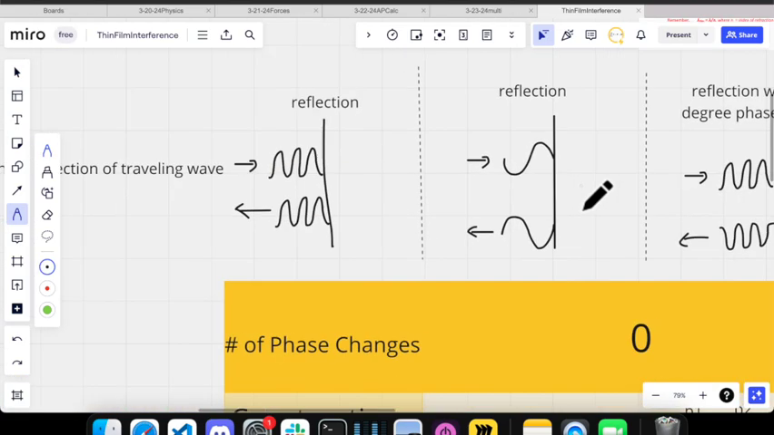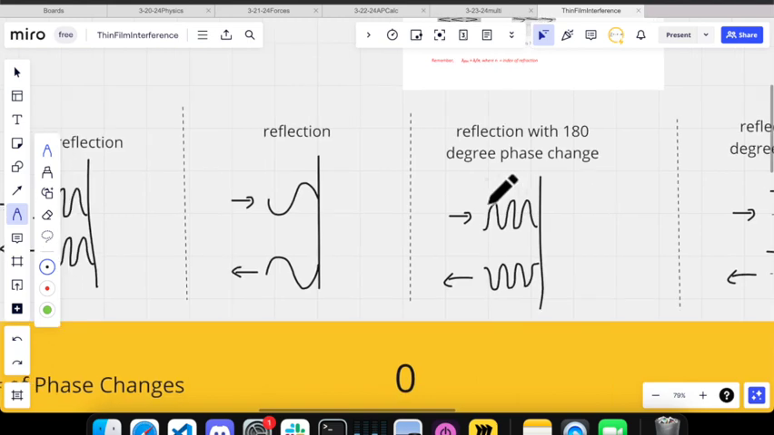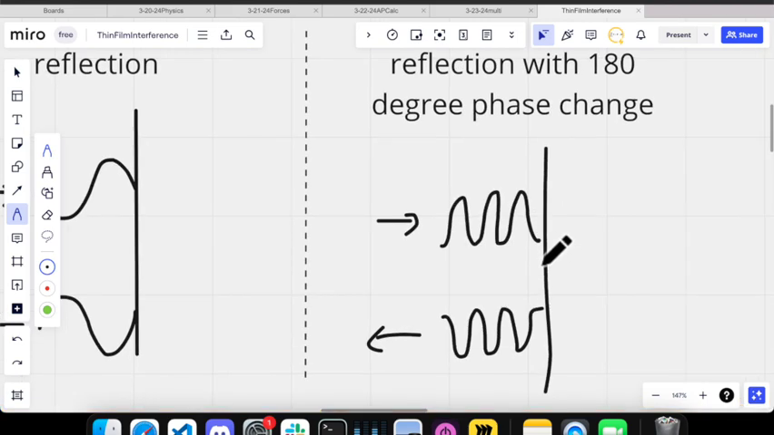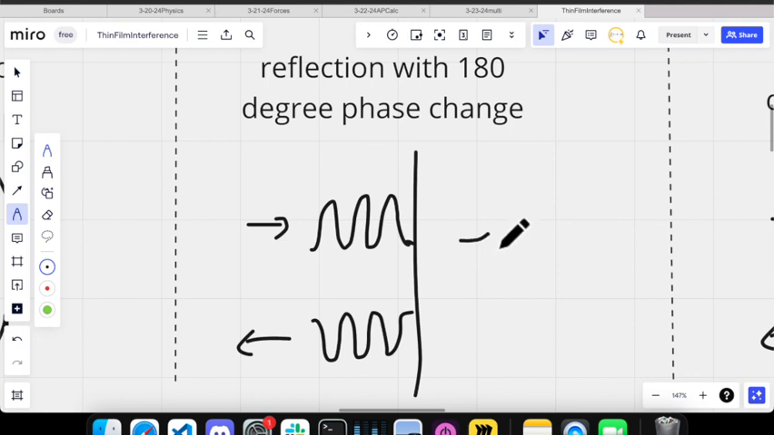Now let's look at what it means for there to be a 180-degree phase change. And the important thing to note here is that it's still reflecting, right? It's still changing direction from going right to left as it encounters the boundary. But what's happening is, if we imagine a wave, what does it mean for there to be a 180-degree phase change? Well, that's referring to the wavelength, right? So if we have a wavelength, then a 180-degree phase change is half of the wavelength. 2 pi or 360 degrees is a full wavelength.